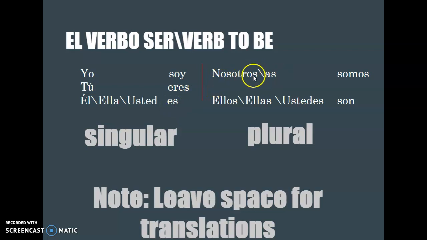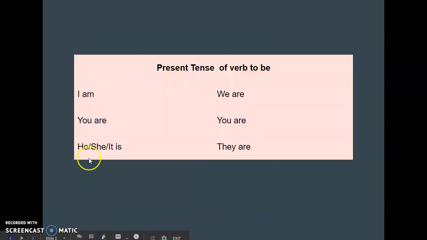Nosotros y nosotras somos, which means we are. Ellos and ellas, which means they are. And ustedes is you all are, when you're talking to more than one person. As you can see, it's singular versus plural, and it's about the same conjugation as you have it in English.